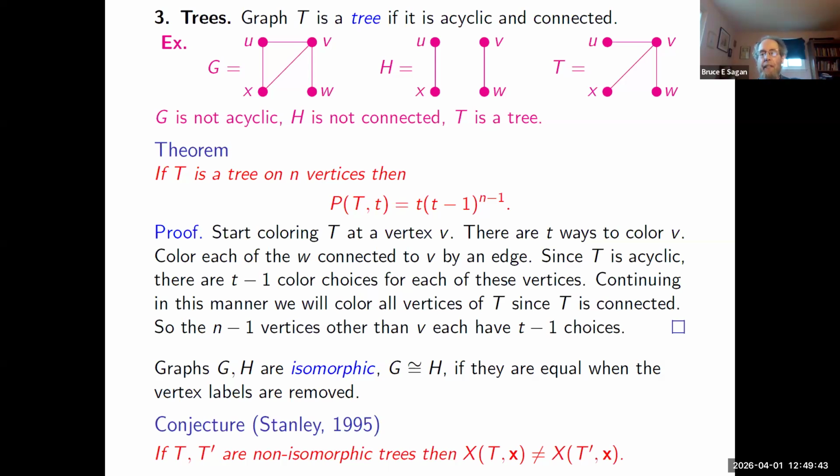And that may be one of the reasons that it's been so hard to prove, because, right, how do you show that two things are always different? Well, you need to come up with some invariants of the tree that are distinguished by the chromatic symmetric function, and finding that has been a real problem. But maybe somebody in this audience will have some ideas about how to push that forward.